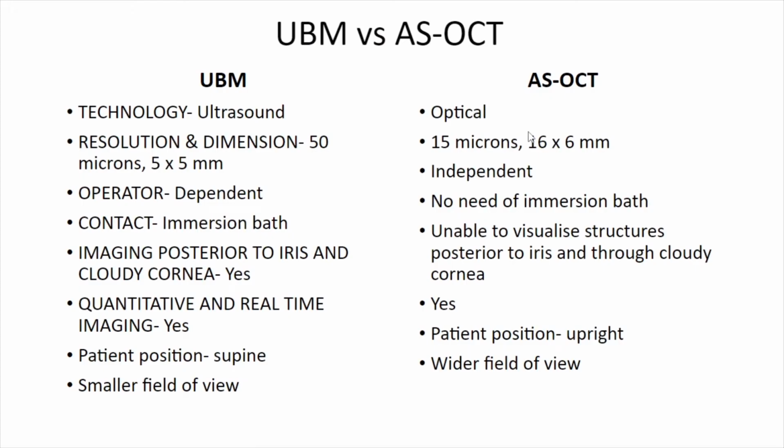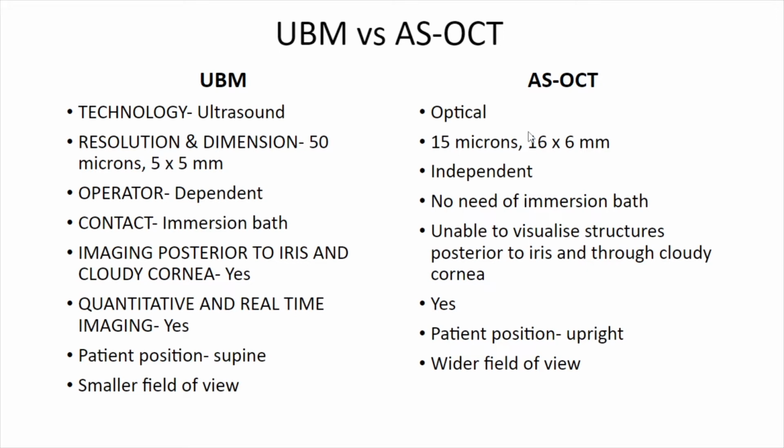This table shows us a comparison between UBM and ASOCT. The UBM is based on ultrasound and ASOCT is based on optical technology. In the ASOCT, we get a wider scan, 16 by 6 millimeters, while in the UBM, there's a limited field of view of 5 by 5 millimeters. For UBM, we need an operator, but in ASOCT, there's no need of an operator. And also in ASOCT, we do not need any contact.